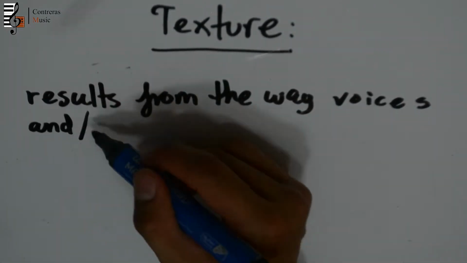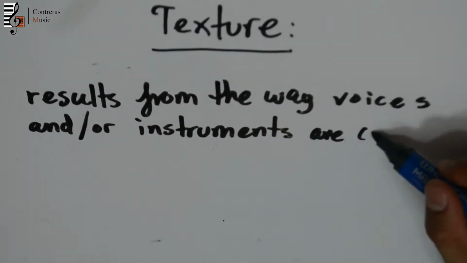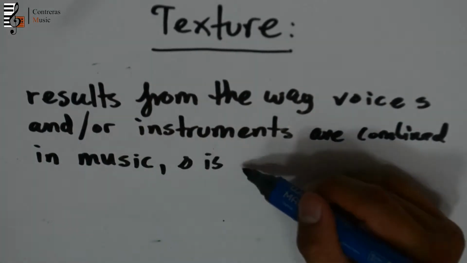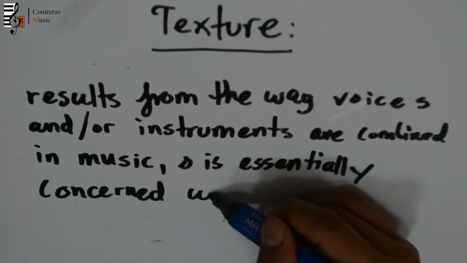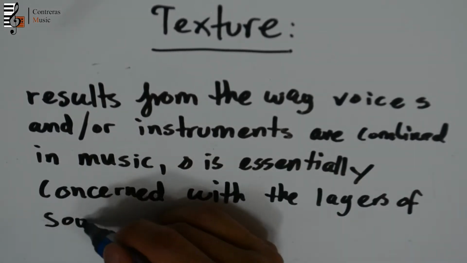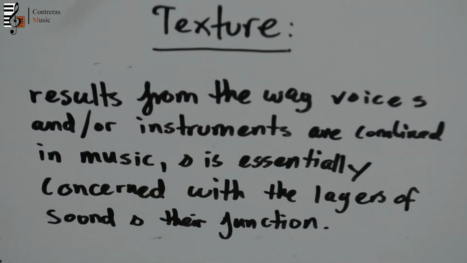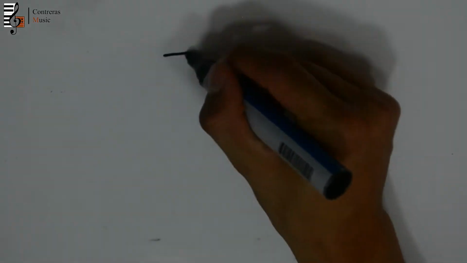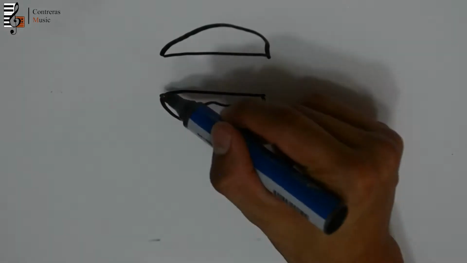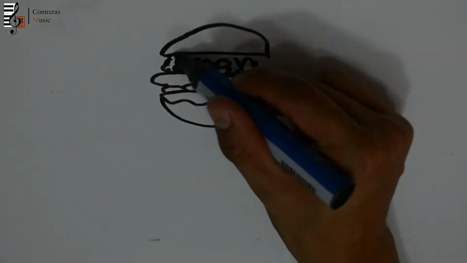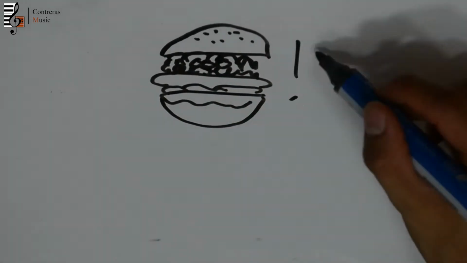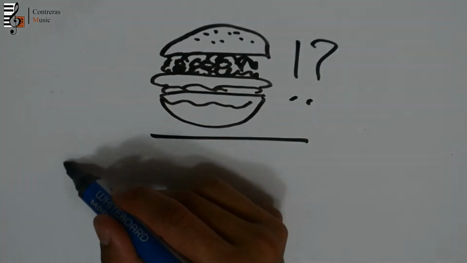So, what is texture? Well, the official definition reads, texture results from the way that voices and/or instruments are combined in music, and is essentially concerned with the layers of sound and their function. But really, what does texture mean? I want you to think hamburgers. That's right, hamburgers. This is all the texture boils down to.